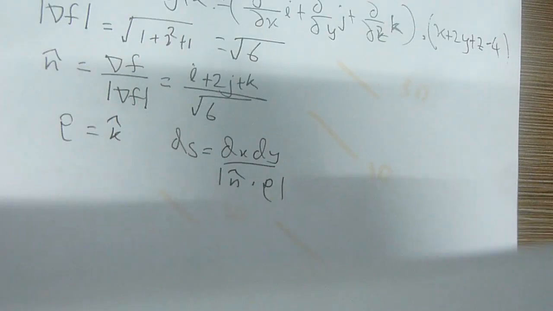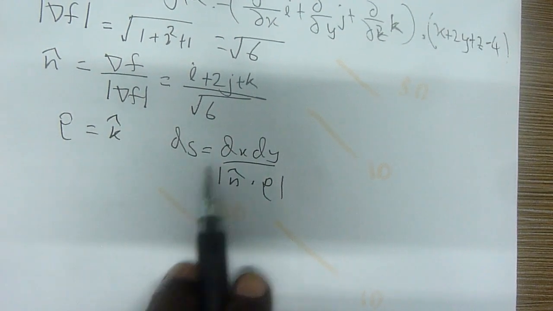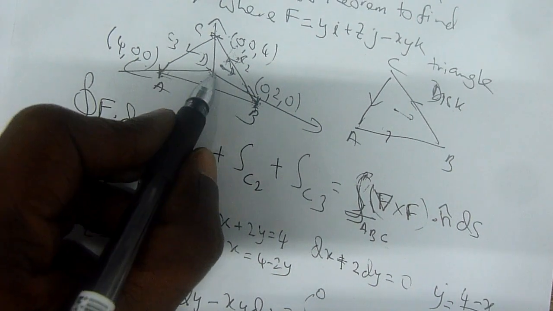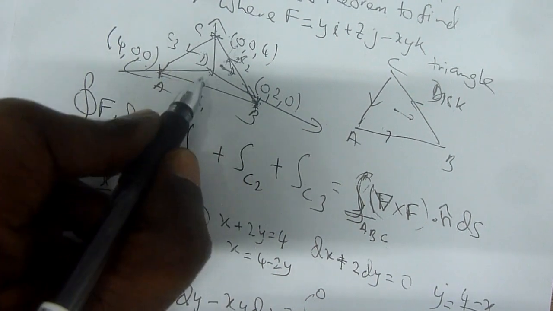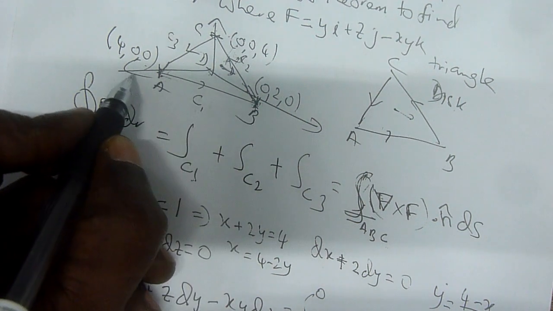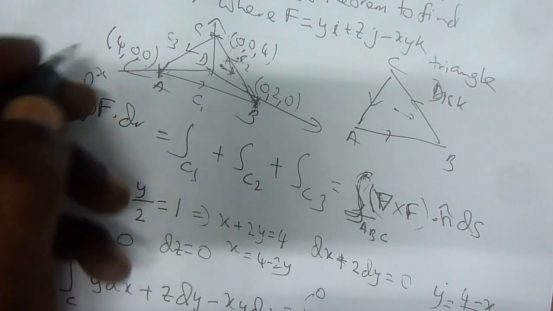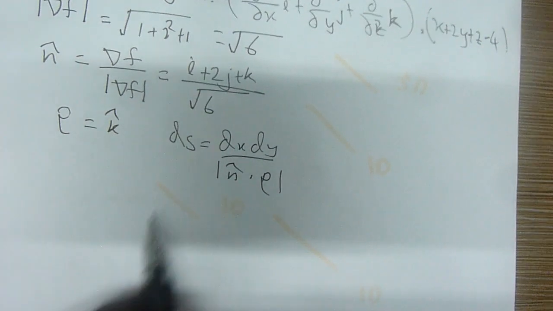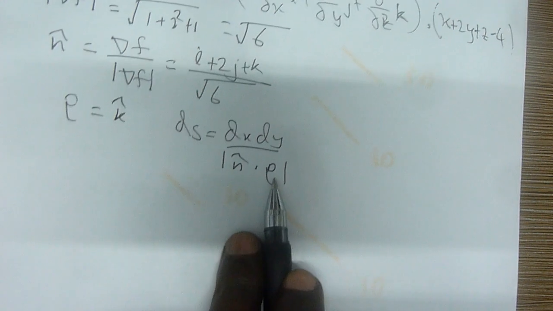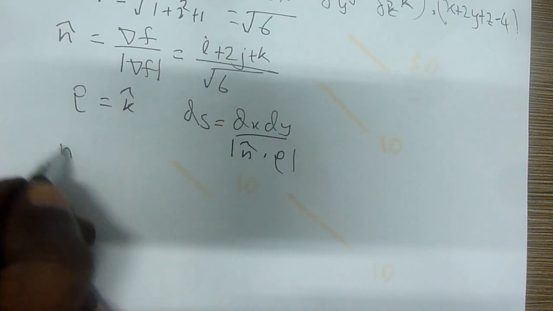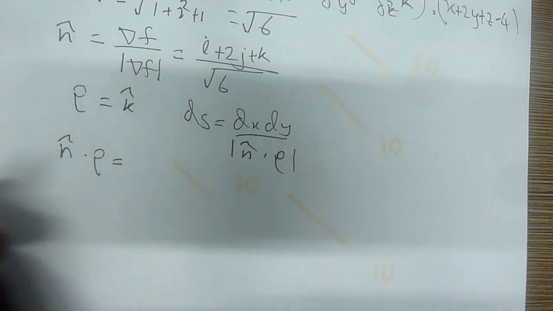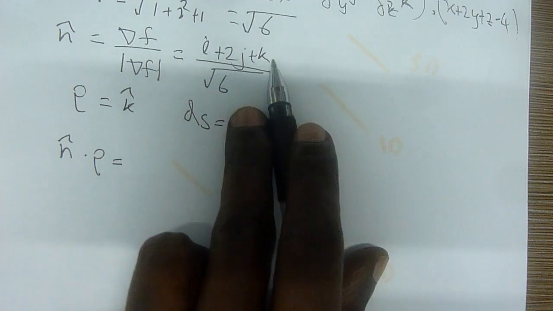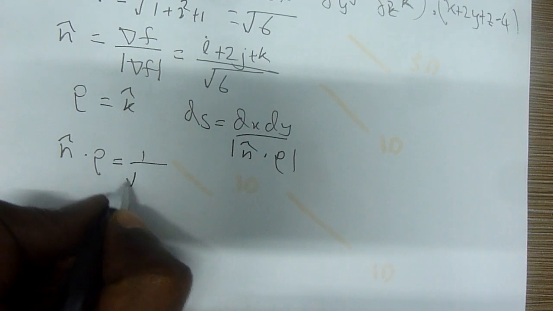Therefore you get a k, dS is dxdy. Why are we using xy? Because this is the xy plane. We want this whole triangle to fall onto this floor, the plane xy. Therefore you will get dx dy over n dot rho, and when you use n dot rho, what do you get? See, rho is k, n is this, you get 1 over square root of 6.